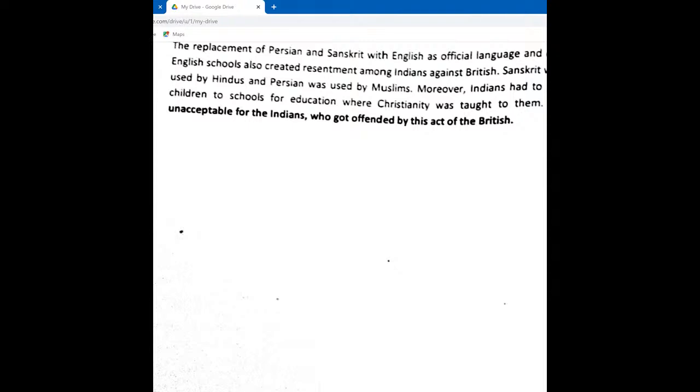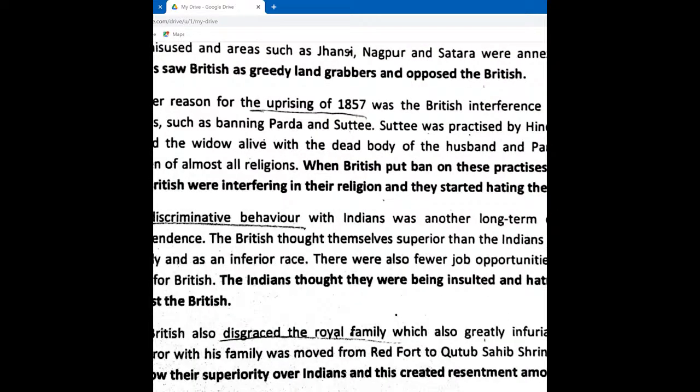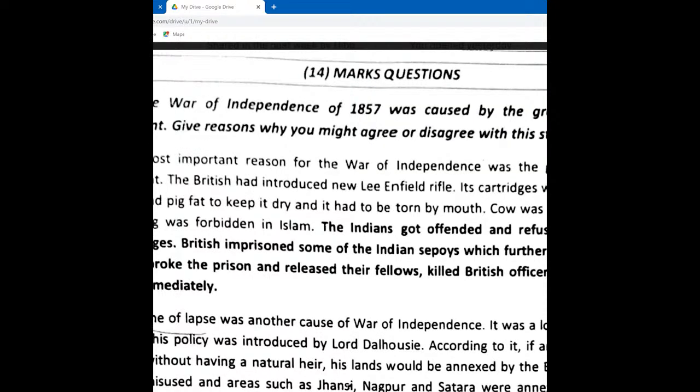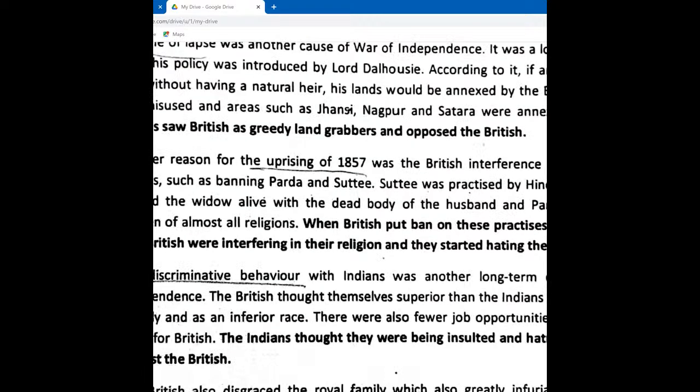Again, let's look at the question again. The question was: were the grease cartridges the most important issue for the War of Independence? You write about this grease cartridge issue on level 3 first of all, and then you transition to other reasons. Write 6 more reasons for the War of Independence.